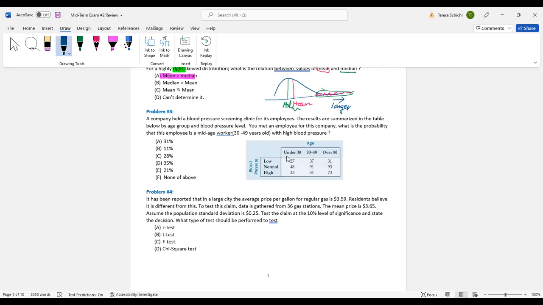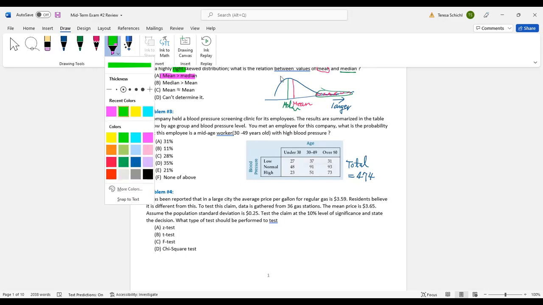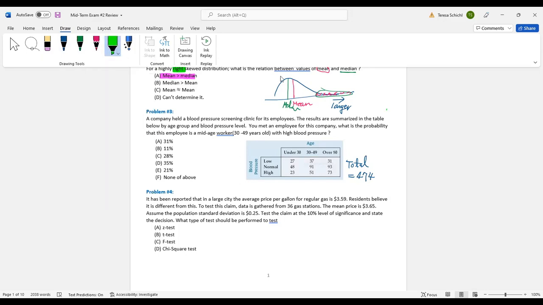You met an employee, so that means we add the totals. If you add all these 9 numbers, 27, 37, 31, 48, 91, and the rest, you will have 474. Then it asks what is the probability this employee is a middle-aged worker with high blood pressure. Middle-aged worker is 30 to 49, with high blood pressure. Which part is this one?